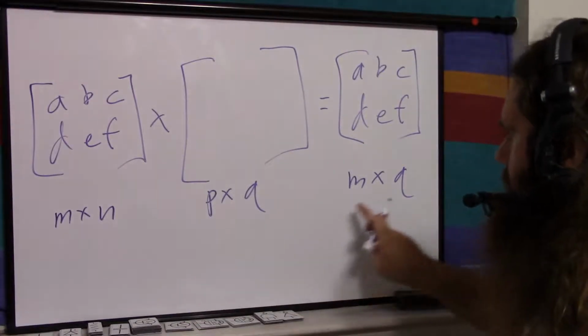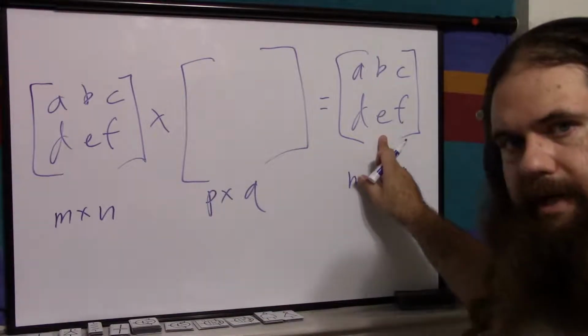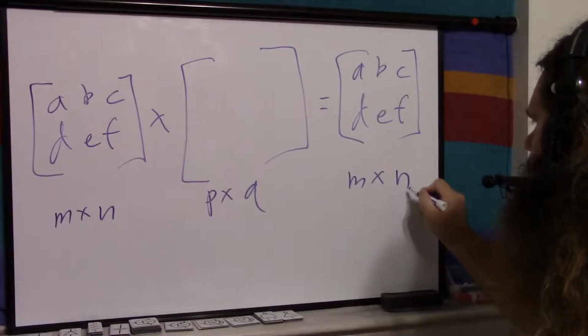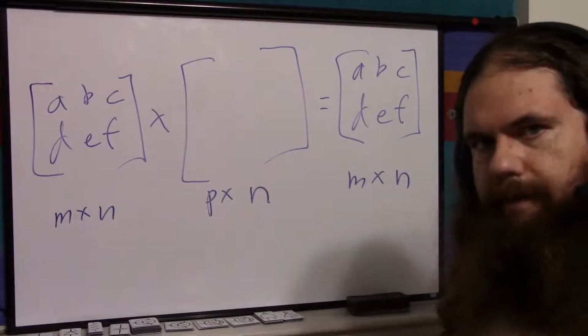Well, M by N, we need to equal M by Q. N has to equal Q, because we want to get the same result back. So Q is actually N. Q is N. So that's the column count. So this has the same column count. But what about the row count?